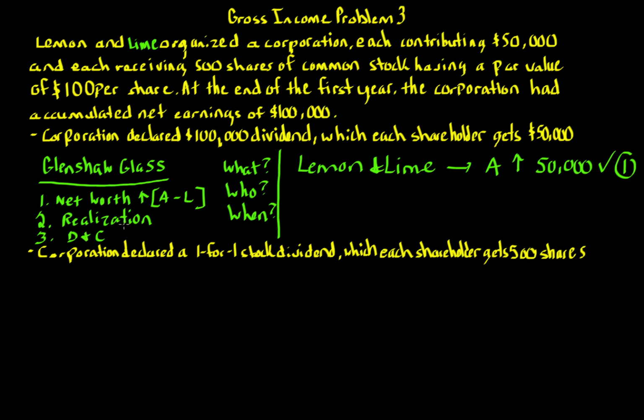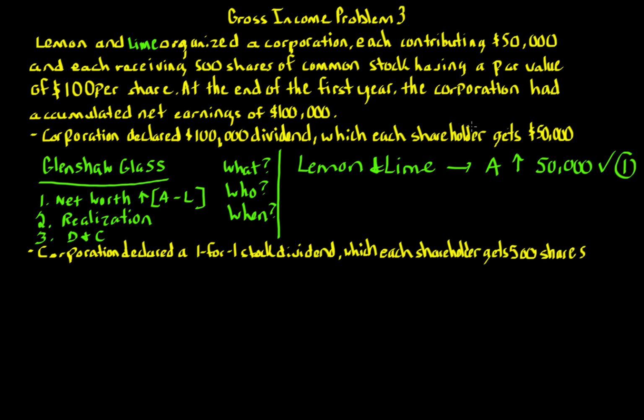What about realization? We saw in a previous problem how, if the corporation has accumulated net earnings, both Lemon and Lime still own the 500 shares of common stock. The value of the stock goes up because now the corporation has this money, but they still own 500 shares and there's nothing legally separate. You can't separate out that 100,000, or 50,000 each, from the 50,000 they originally contributed. They just have the shares. You can't separate it out because it hasn't been severed. It's still part of the same property, that stock.